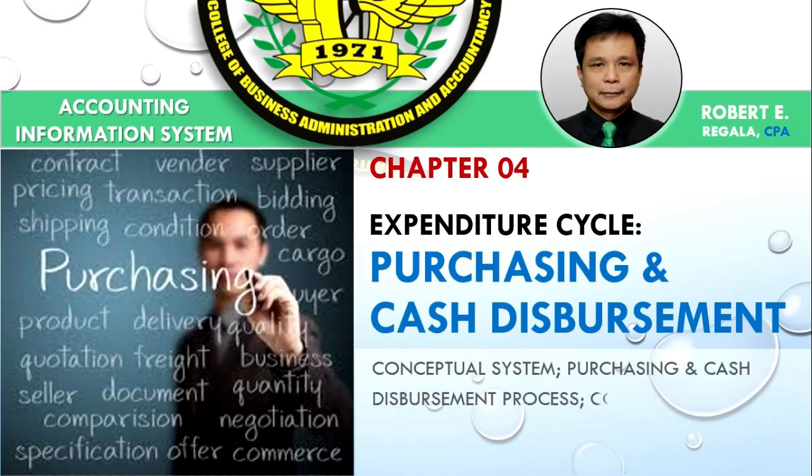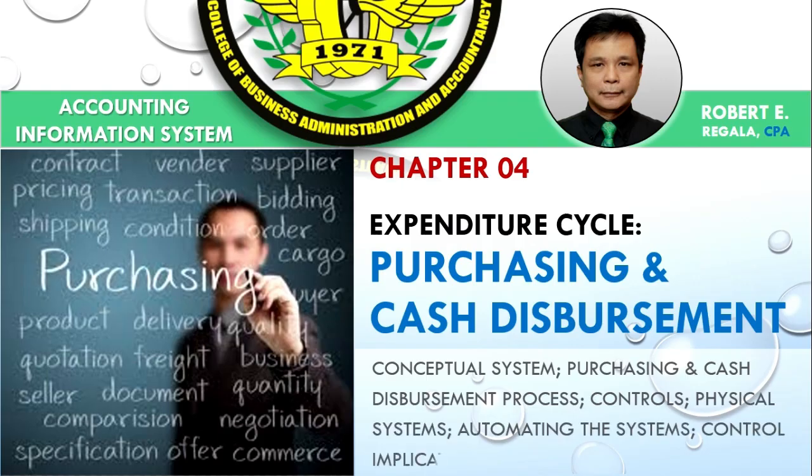Our topic is the Expenditure Cycle, Purchasing and Cash Disbursement Subsystems. This topic is the first of a series of discussions about the subsystems of the business or accounting cycle. As always in the practice of accountancy, we should remember to be professional, perform effectively and efficiently, follow standards, and document our work adequately and properly.